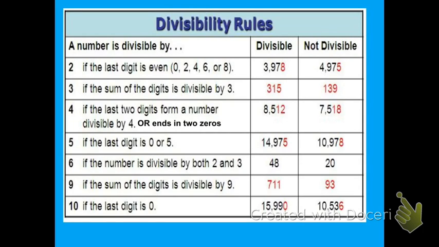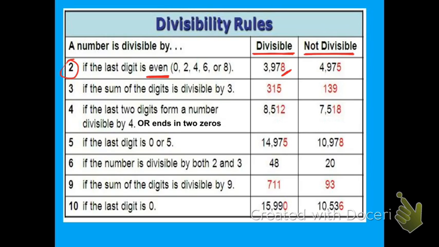Number is divisible by 2 if the last digit is what? Even. Y'all already knew that one, didn't you? Okay, if you didn't know that, now you do. So here's an example. So these are examples, and these would be non-examples. Okay, so the number 8 is an even number. So we know that 2 goes into 3,978. So every even number has a factor of 2, or is divisible by 2.